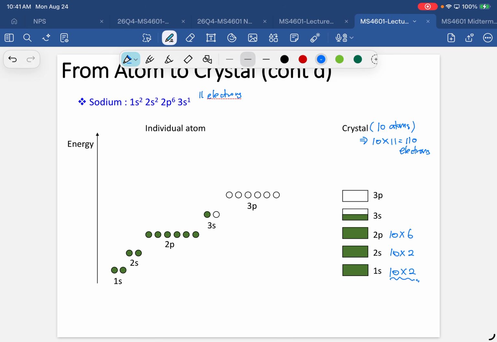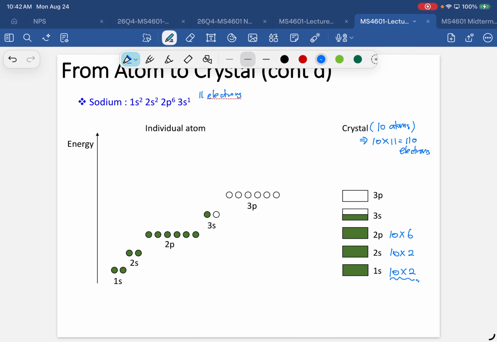But how many spaces are there here? We also have 20, right? So out of 20 spaces, we are filling 10. We are essentially filling only half of them. This is called a half-filled energy band. Here, all of them are completely filled, but this one is half-filled. So this is how we can understand this energy band.